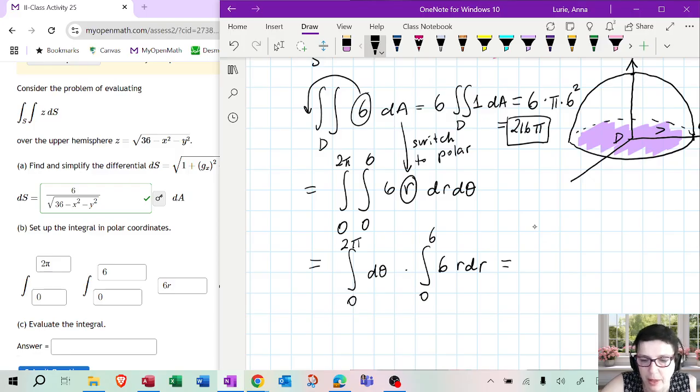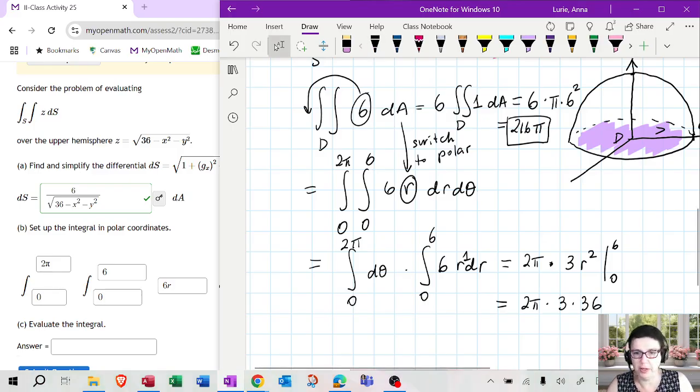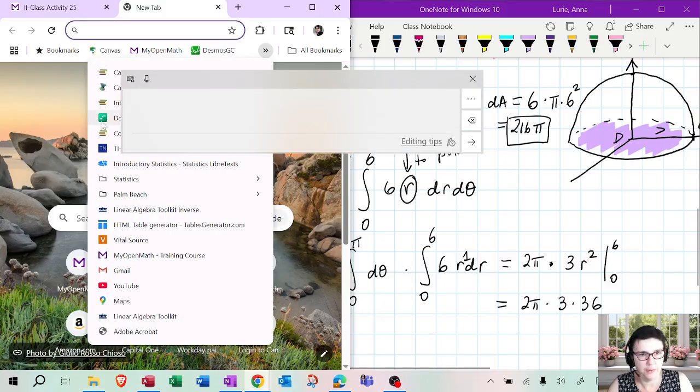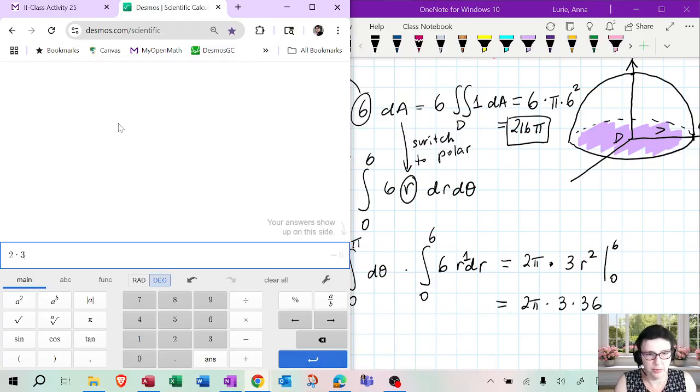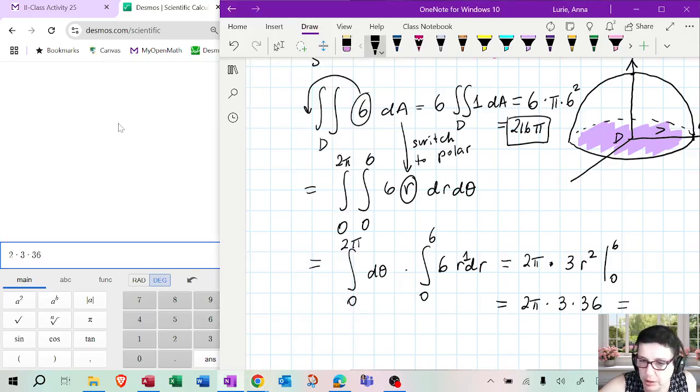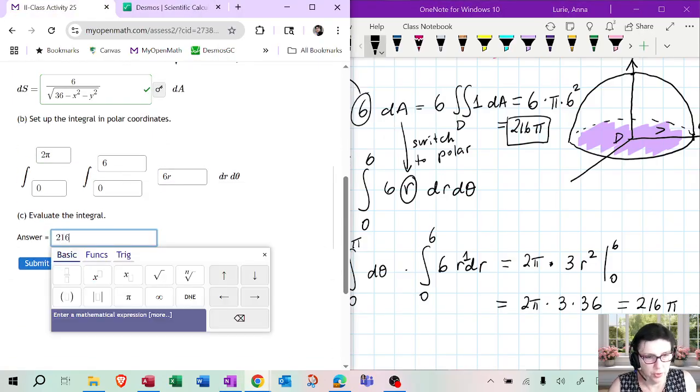Okay, but anyway, the first part is just 2 pi. The second part is 6r to the power 1. So that would be like 6 over 2 r squared. So that would be 3r squared from 0 to 6. And then we get 2 pi. And then we multiply this by 6 squared, that's going to be 3 times 36. Okay, so that should be the same as what I got over here. So let's see. Let me just compute that. So 2 times 3 times 36, that's also going to be 216. So either way, I'm getting 216 pi for this problem.